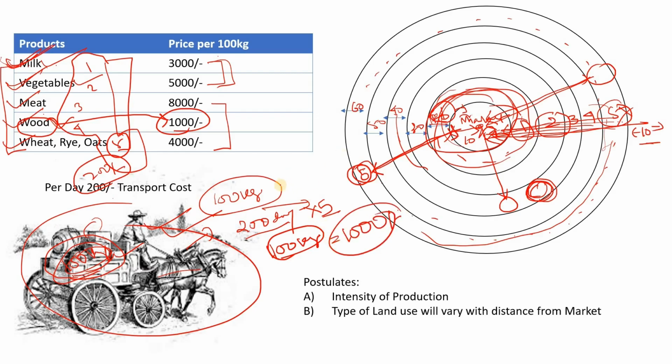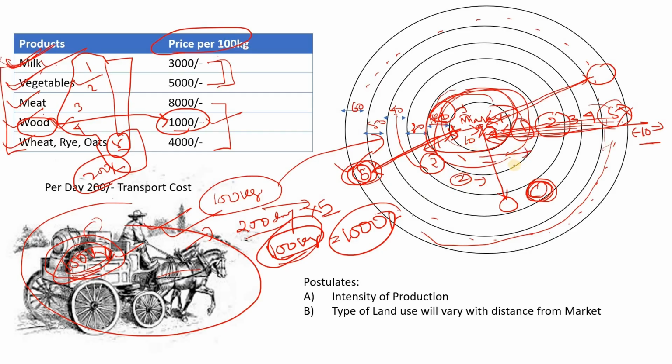So after selling your product in the market, even if you sell your entire product, as it is written here, the price per 100 kg, the market price, is 1000 rupees. So you are not going to make any profit if you are producing wood in ring zone 5. So the distance to the market should be very much less. So you must grow the wood if you are in ring 2. Okay, so if you are in ring 2, you should grow wood here.